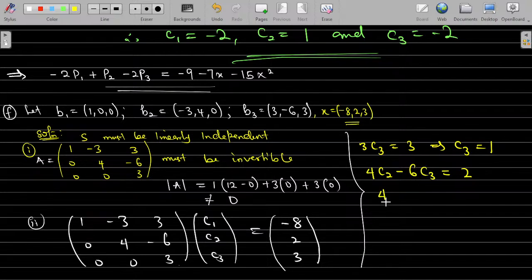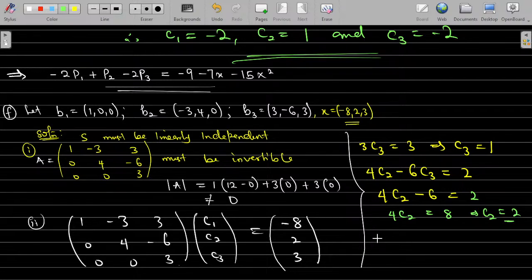So you have 4c2 minus 6 is equal to 2. So 4c2 is equal to, this coming over here will become 8. And so what it means is that our c2 is equal to 2.